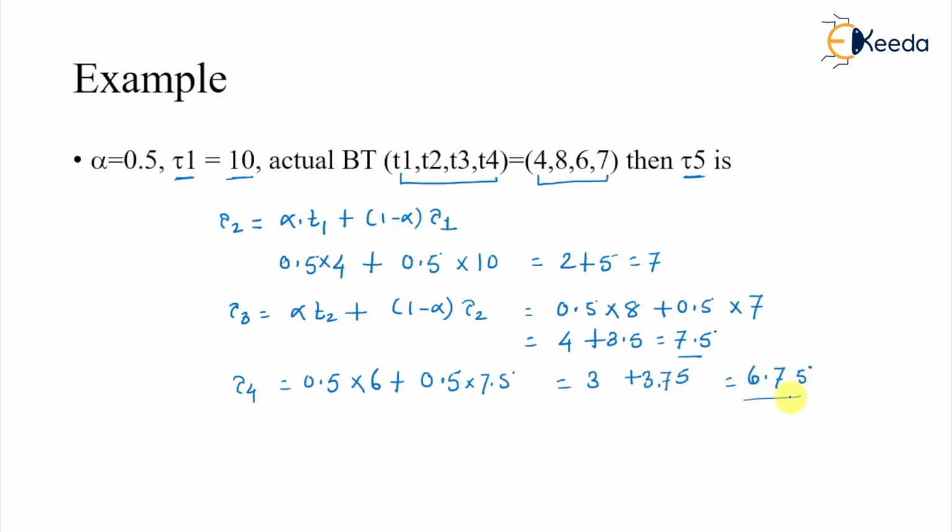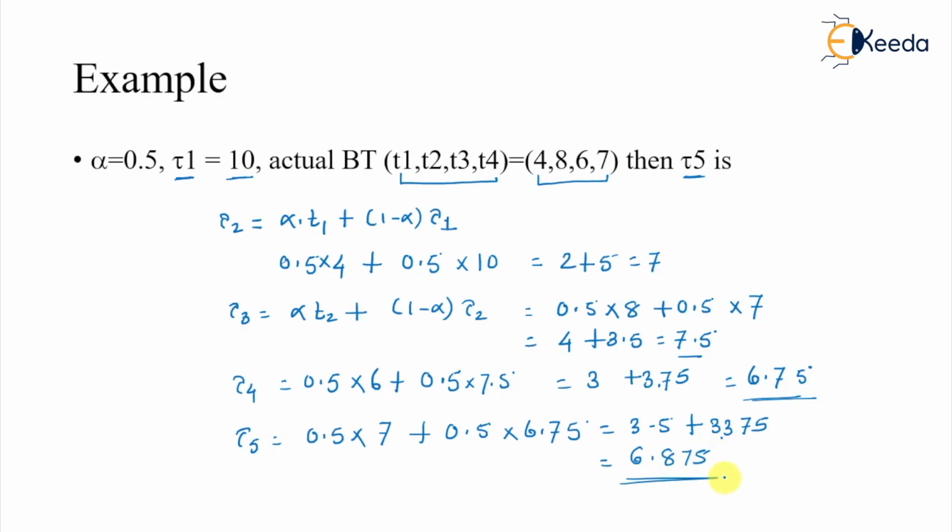So gradually this value is decreasing, and finally tau 5 is equal to 0.5 into t4, which is 7, plus 0.5 into tau 4, which is 6.75, and that will be 3.5 plus 3.375. Yes, and that will make it 6.875. So that is the predicted value.